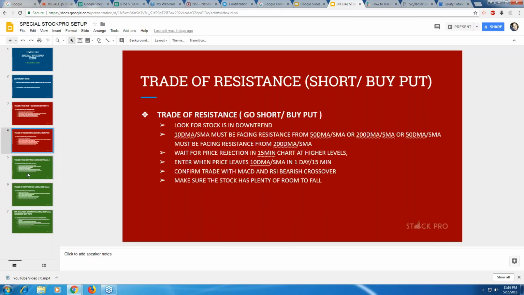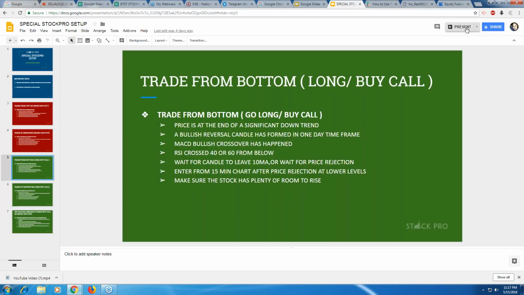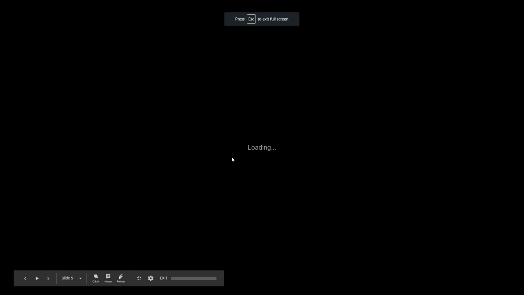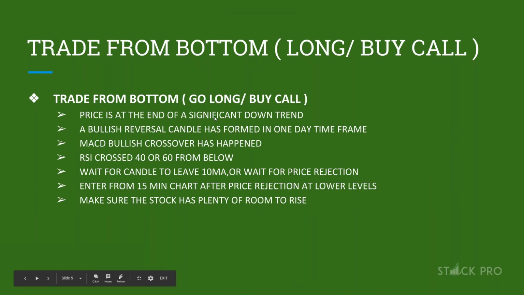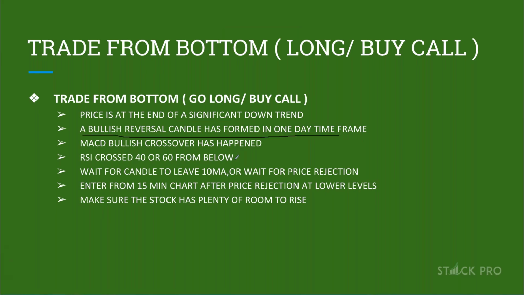Trade from bottom. So when you are looking at the trade from the bottom, what should be your situation? Price is at the end of a significant downtrend. A bullish reversal candle has formed in the 1 day time frame. You know what the bullish reversal candle patterns are? It is bullish engulfing, bullish harami, morning star, or piercing pattern, right?